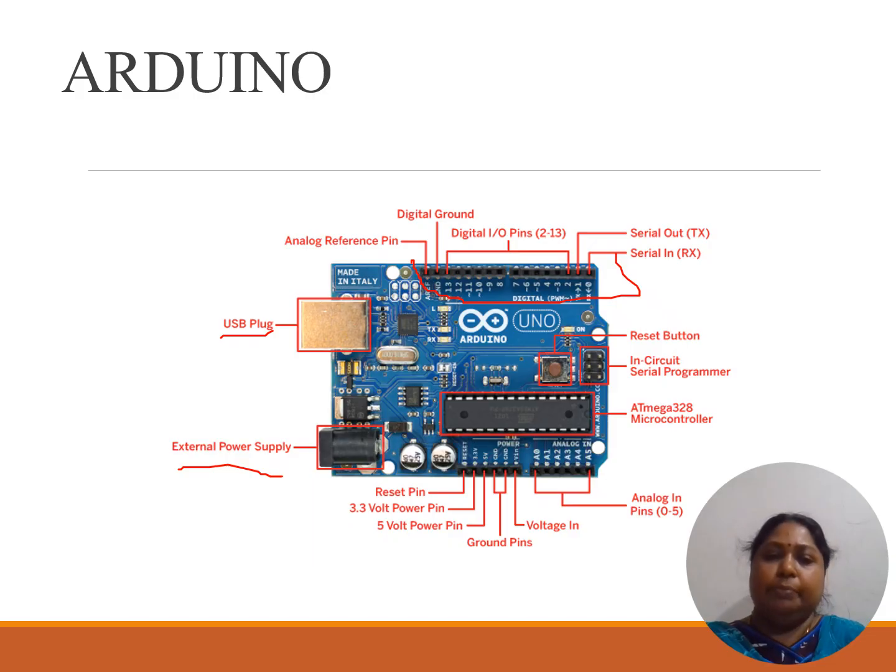The admissible power supply is either 3.3 volt or 5 volt, and apart from that you have flash memory, and a reset pin and reset button. In order to reconfigure your board, you can make use of this reset button. So this is how your Arduino, that is your hardware, looks like.